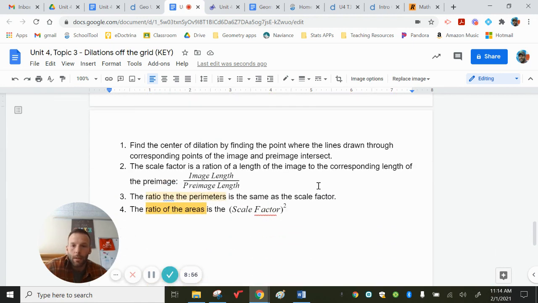And then the summary, you see right down here, a quick recap of what we just did, and that is dilations off the grid.